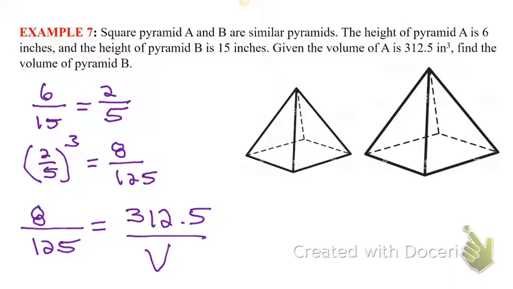the two pyramids. Remember, pyramid A was the smaller one in the numerator, so that's where we're going to put the volume of pyramid A. And pyramid B, the bottom one, will have the volume V. So solve the equation. Find V.